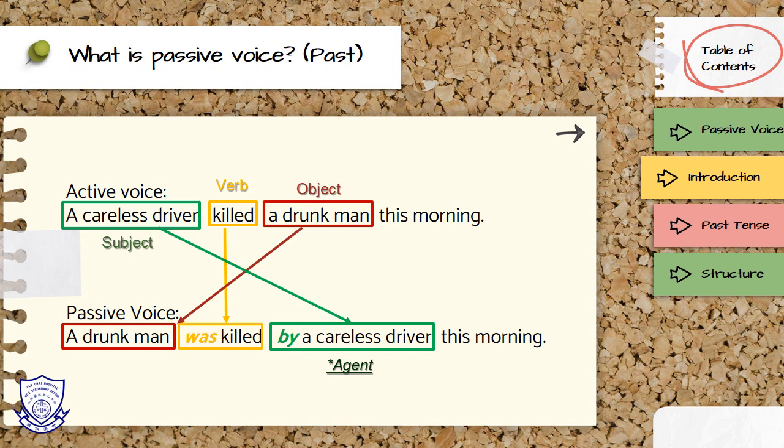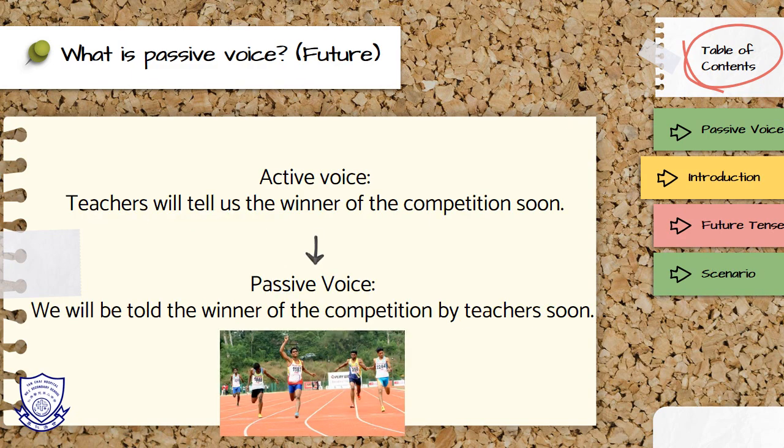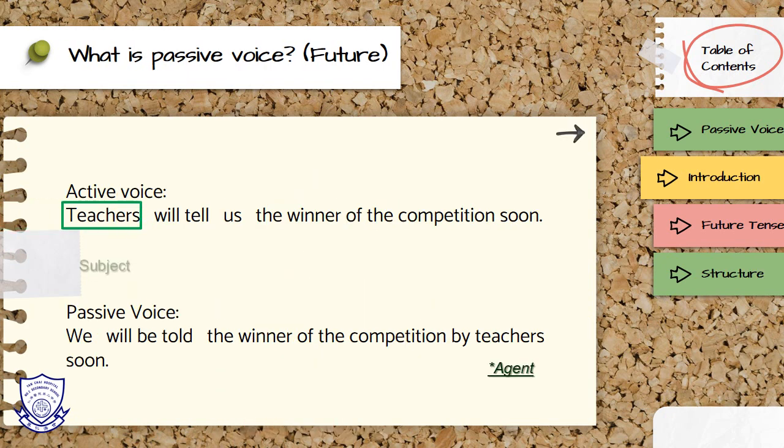Next, we'll go to simple future tense. Here is the example: teachers will tell us the winner of the competition soon. And then in the passive voice, the sentence should be: we will be told the winner of the competition by teachers soon. So teachers is the subject in the sentence in the active voice, and it becomes the agent in the sentence in the passive voice.